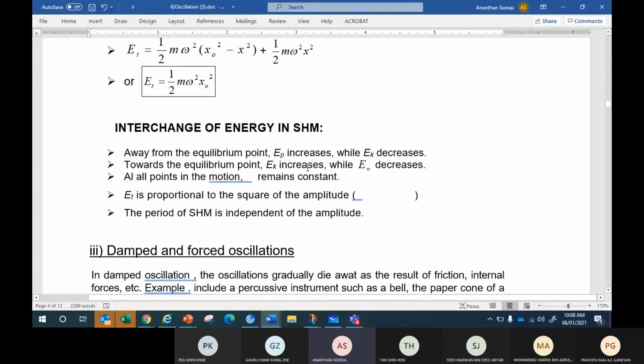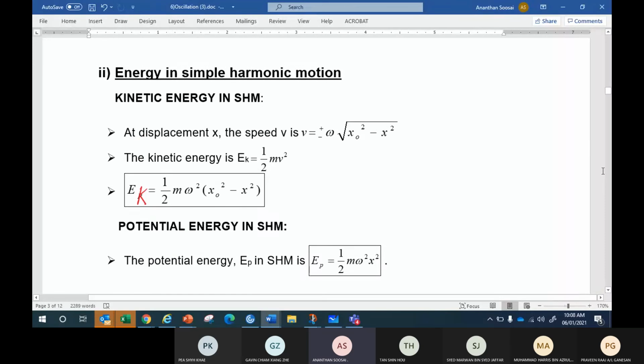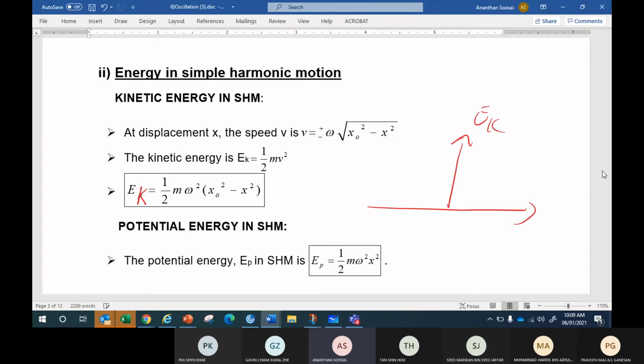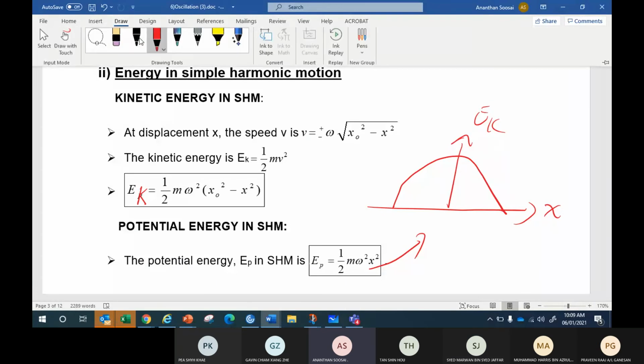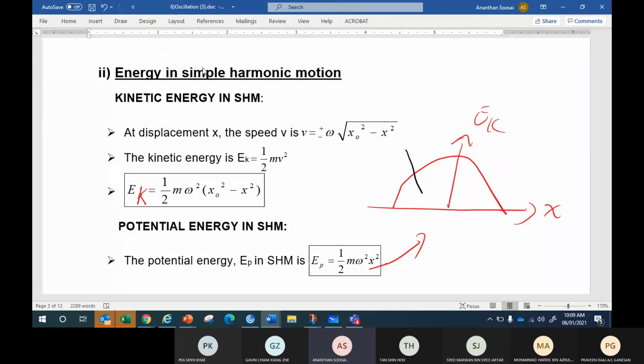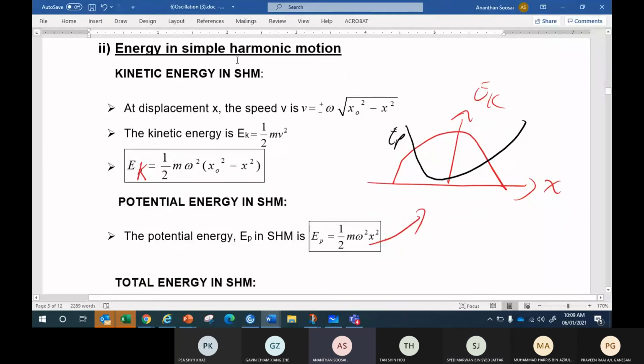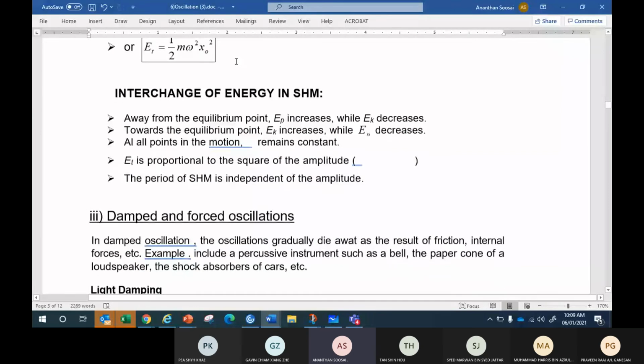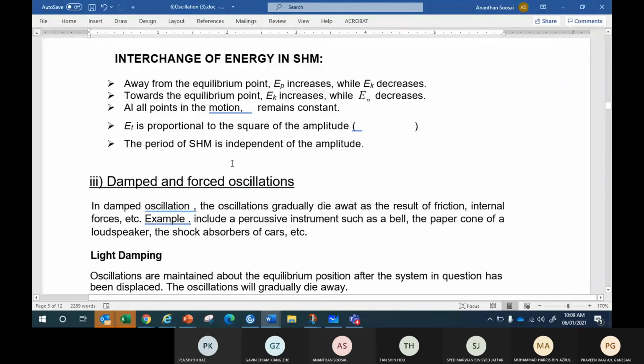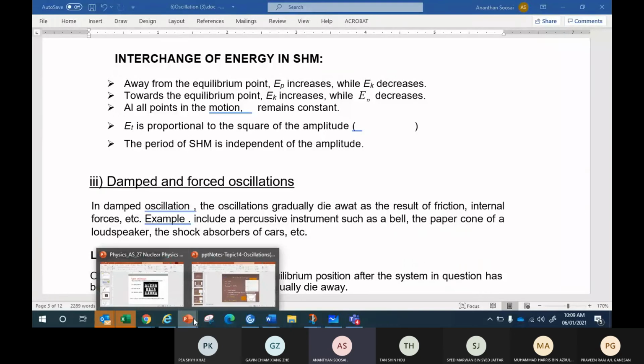Okay. So how the graph looks like for EK? Anyone? EK versus x, smiling face or sad face? Kinetic energy, so it's a sad face. Sad face, and EP should be your smiling face. It should be the other way around. Okay, smiling face. This is your EK. This is your EP. Okay, so yeah. We go back to the PowerPoint.